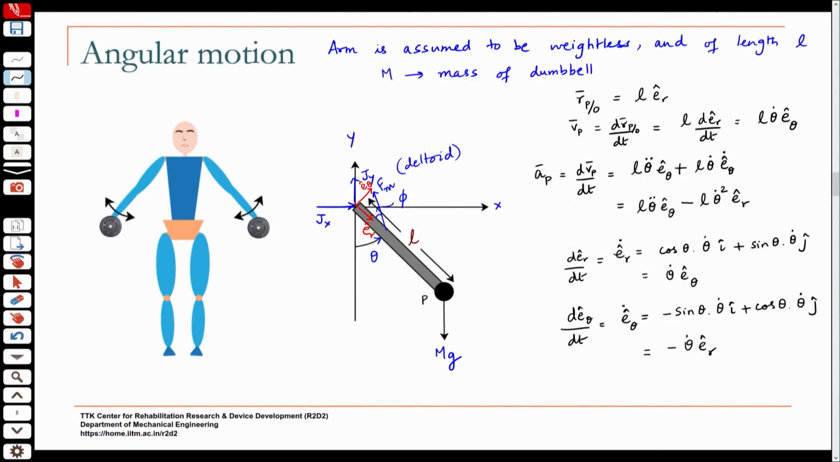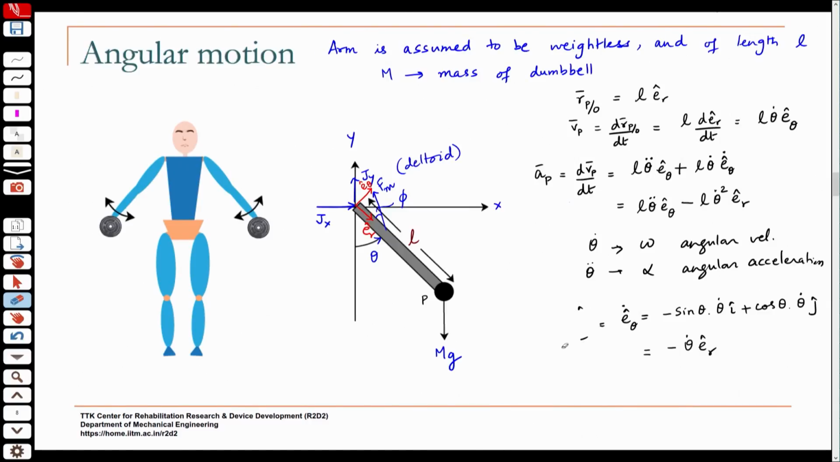So, theta double dot is generally designated as alpha, your angular acceleration, and theta dot is your omega, angular velocity. Okay. So, you can see that I can always express this back in terms of sin theta and cos theta by going back to my i and j coordinates, but I will just keep it like this for now.